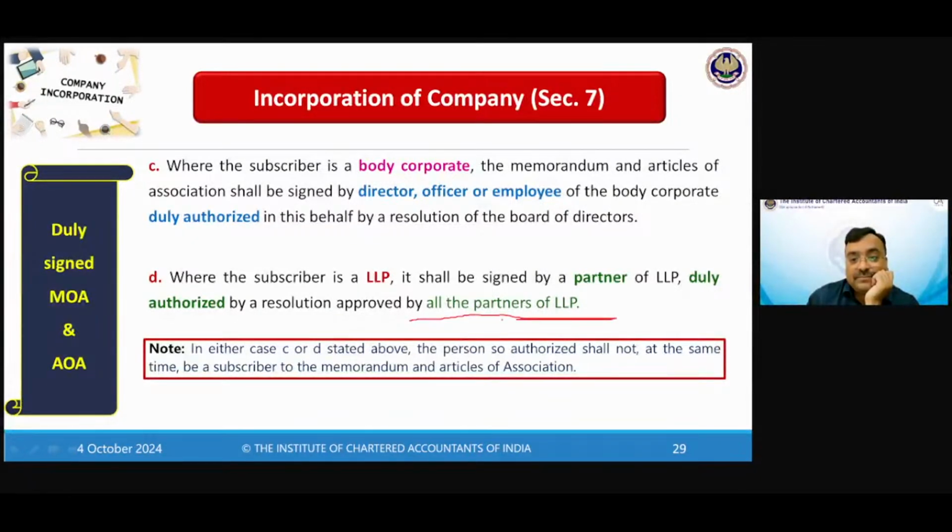Please underline. If there are 10 partners in LLP, 9 are agree, 1 is not agree. That is not approval for this purpose. 10 पार्टनर है, 9 ने अप्रूवल कर दिया, एक ने नहीं करा, तो अप्रूवल नहीं माना जाएगा, बिकॉज इट शुड बी अप्रूव्ड बाय ऑल द पार्टनर्स.